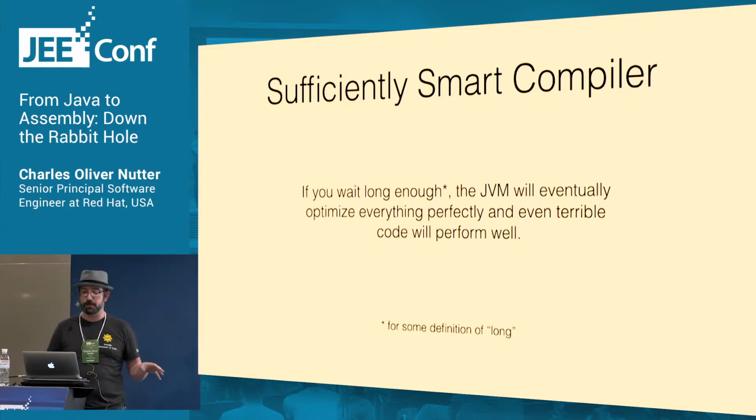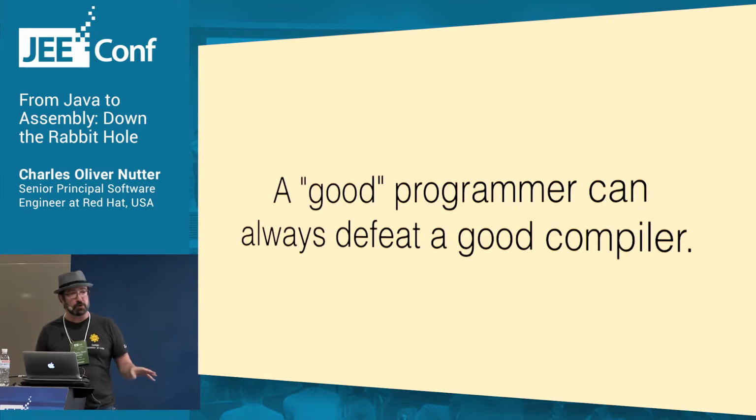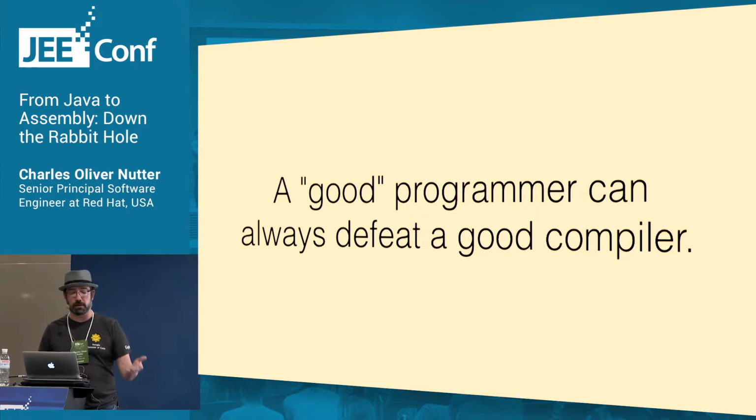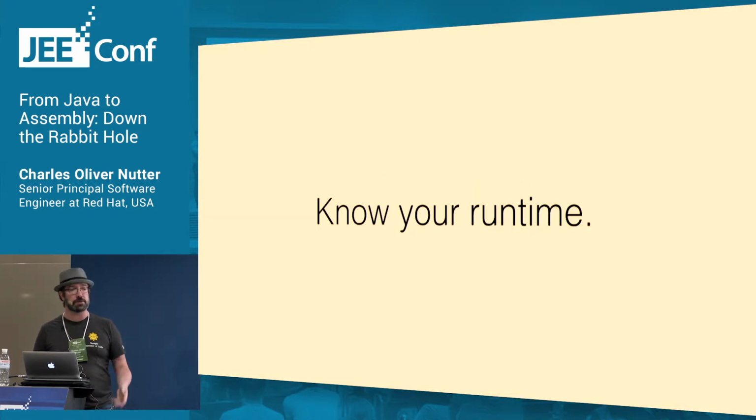And the truth here is that a good programmer can always defeat a good compiler. We can always find a way to trick the compiler and make sure it can't optimize code. So it's very important when you write code on an optimizing VM or on any compiler to know your runtime and to understand how it makes these decisions to optimize code. Okay? So let's continue on.